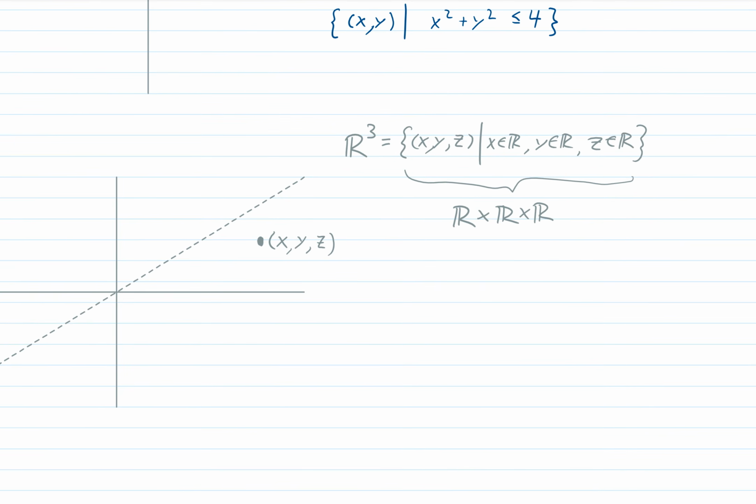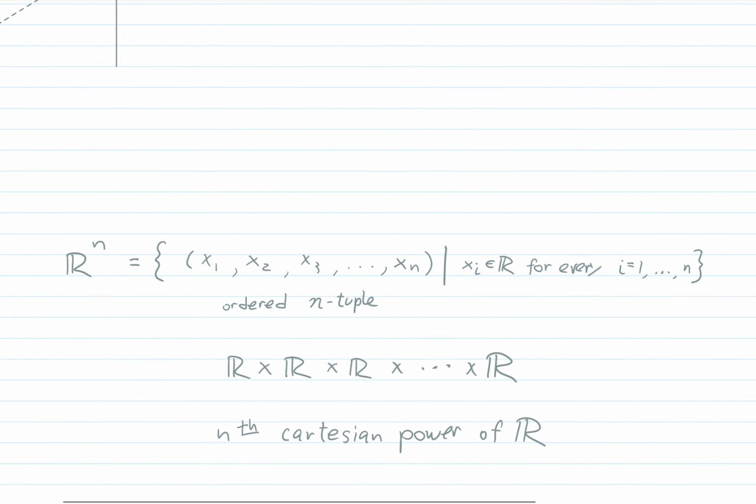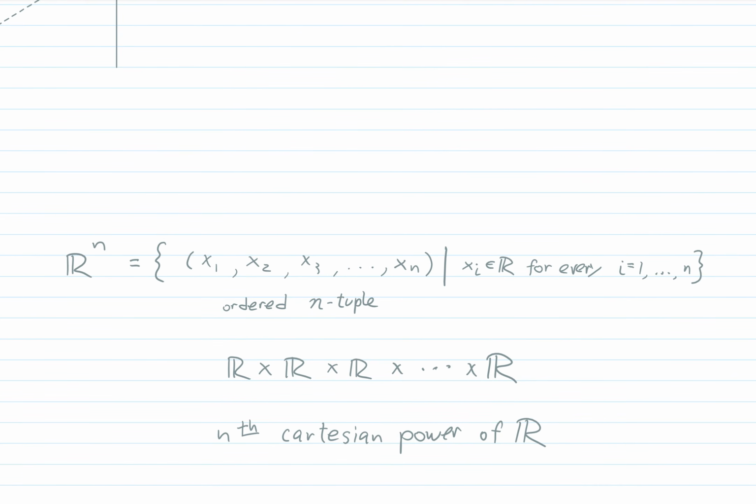The triple Cartesian product of R with itself is called the third Cartesian power of R. And this one down here, where you take R n times and form the Cartesian product of those, that's called the nth Cartesian power of R.